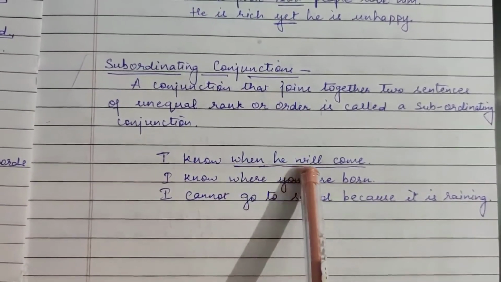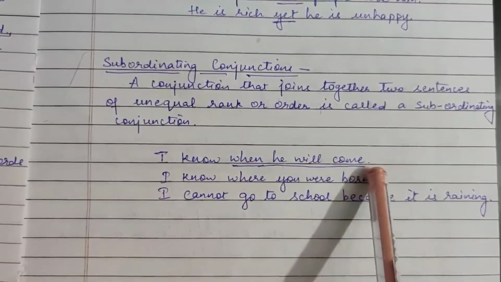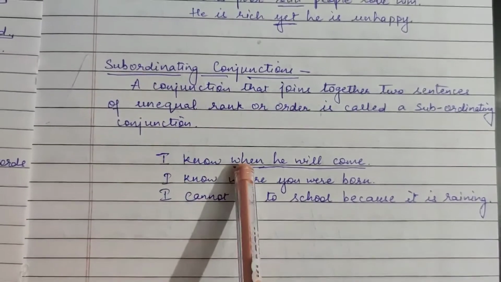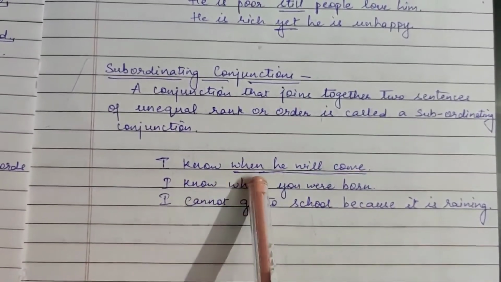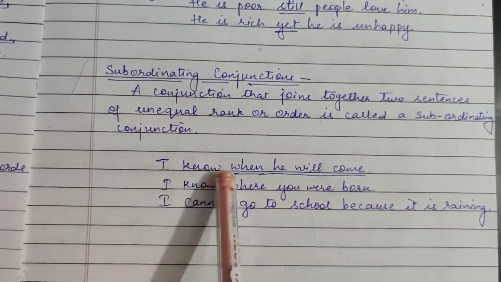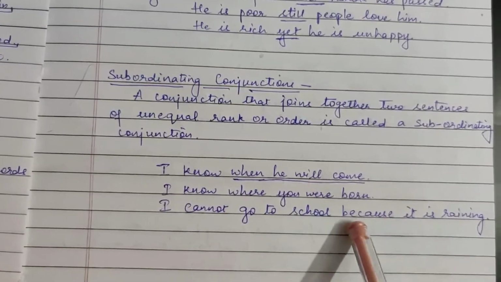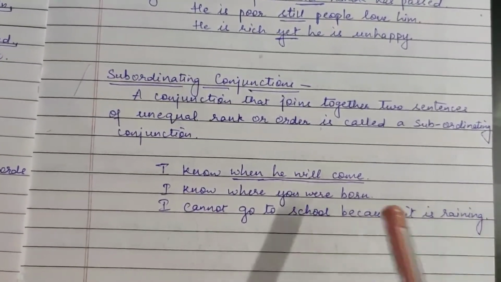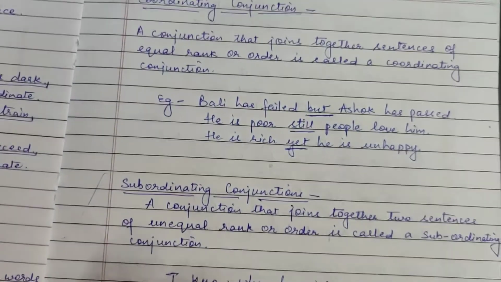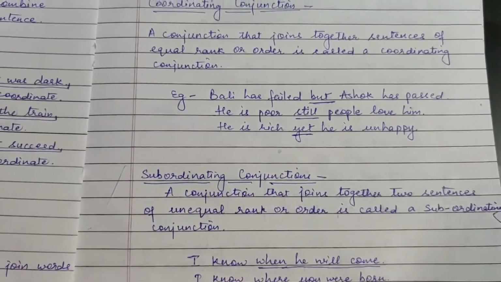When they combine the two clauses, it makes a complex sentence, where I know is complete but when he will come is incomplete. I know is complete in itself, it does not need the other one, but when he will come needs the first one. Similarly, I cannot go to school is complete, because it is raining is incomplete. So subordinating conjunctions are used to make complex sentences, whereas coordinating conjunctions are used to make compound sentences.